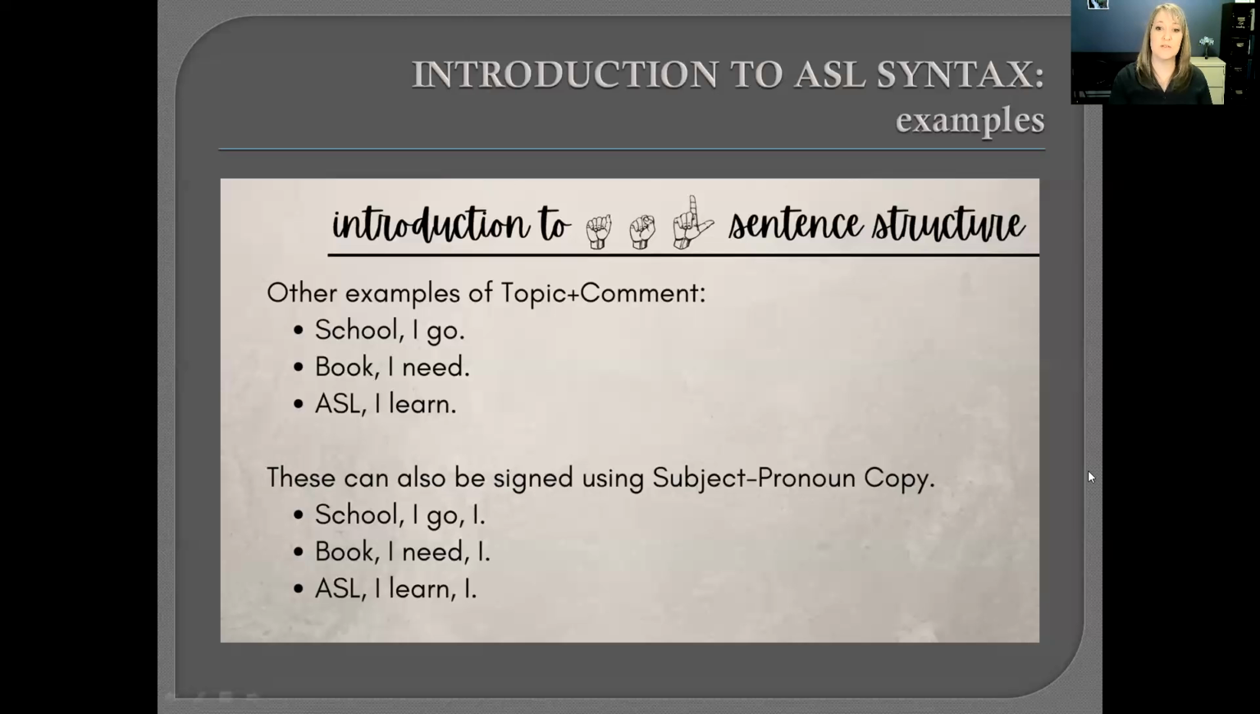So here are a few examples of topic comment. School, that's my topic. But remember, I got to have my eyebrows up and then pause. School, I go. And that's why I put the comma in there, because there's a little pause. Book, I need. I need a book. ASL, I learn. I'm learning ASL. Those very same sentences can also be signed using subject pronoun copy. School, I go, I. Book, I need, I. ASL, I learn, I.